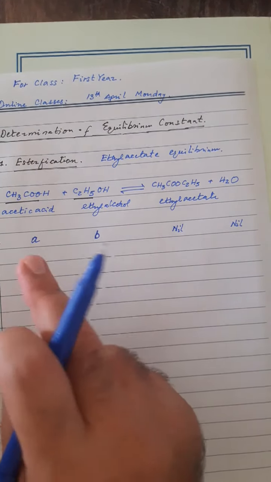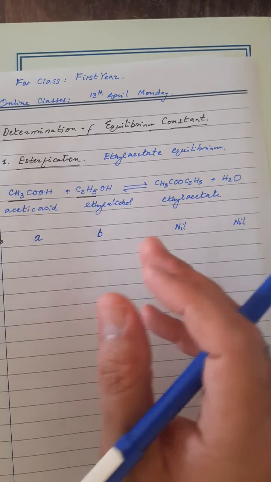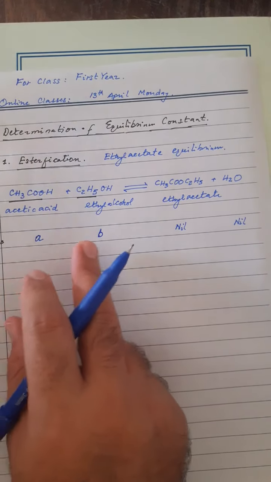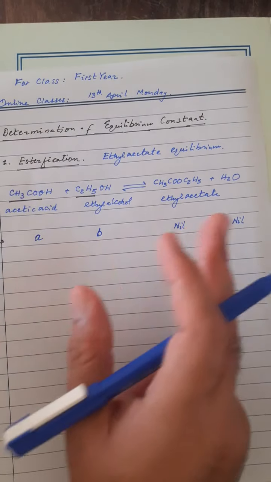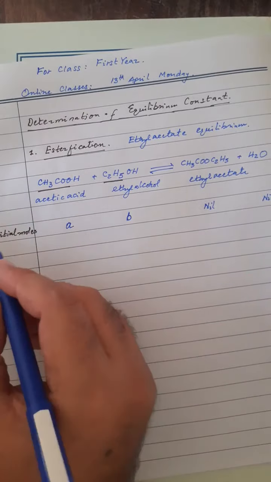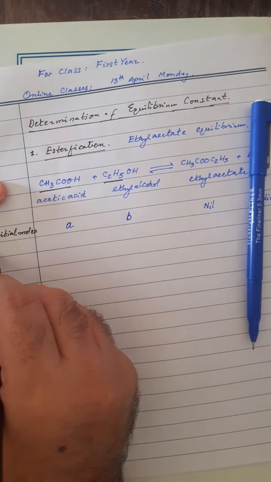I can take 10 ml, you can take 10 or 20. Different students can take different quantities of acetic acid and alcohol. So these are initial moles and they are known, but they cannot directly calculate Kc. All right. Now once the equilibrium is established, then it's called equilibrium moles, moles at the equilibrium state.